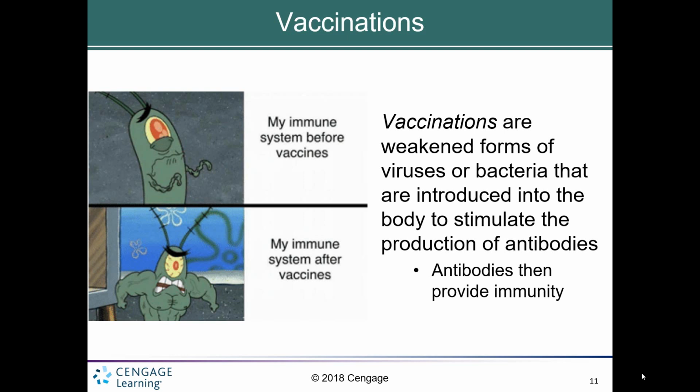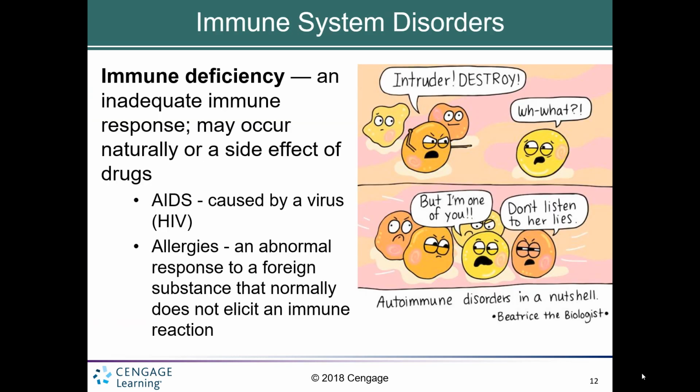Each virus requires such treatment, which makes this process effective for some viruses, such as smallpox, but not for others, such as a variety of viruses that cause the common cold. So when we discuss immune system disorders, we refer to them as immune deficiency. Essentially, immune deficiency is an inadequate immune response. It leaves a person open to infection from viruses, bacteria, fungi, and parasites.